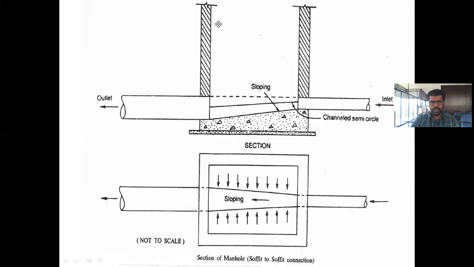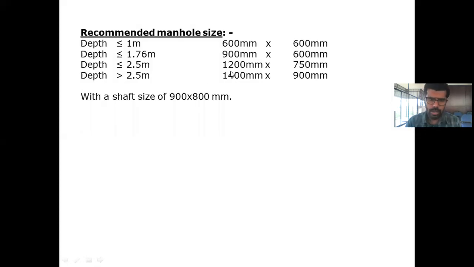There are recommended manhole sizes. This is just a size only. If the depth is less than or equal to 1 meter, normally the manhole size is 600 into 600. This is the normal that we usually will be seeing. Manholes are also kept for underground tanks, the wastewater tank or septic tank. In dispersion trench also we have seen manhole size of 60 centimeter into 60 centimeter.